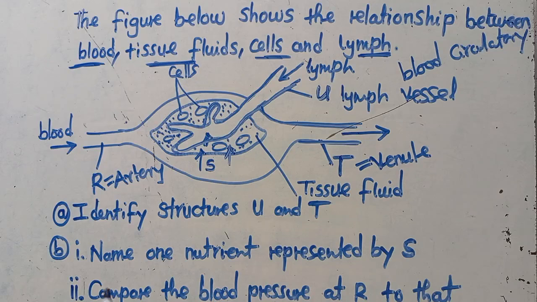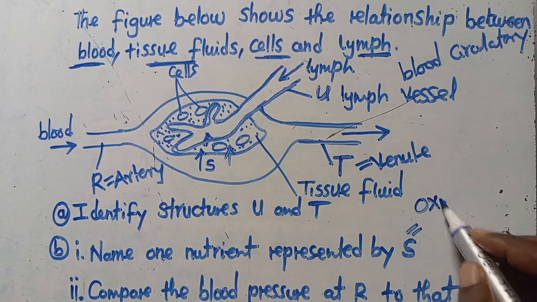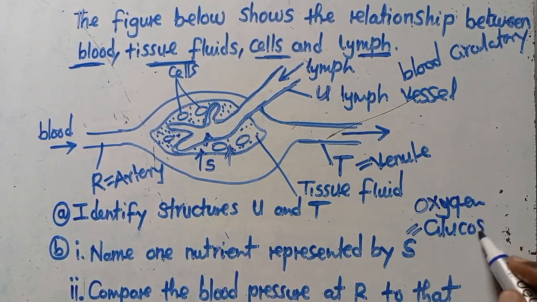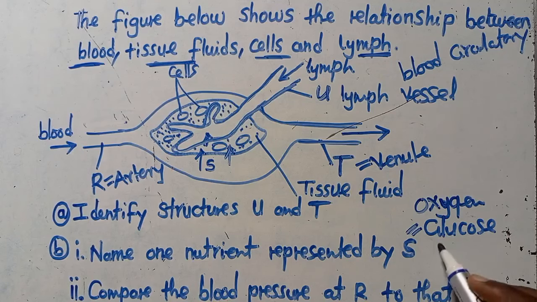Now, let us look at this question that is here. The question is saying, name one nutrient represented by S, something that is diffusing out of the blood. We can say oxygen. You can put oxygen, they will still mark you. You can say glucose, they will still mark you. You can put answers like proteins, they will still mark you. All these answers are correct. You can just pick one of these three.